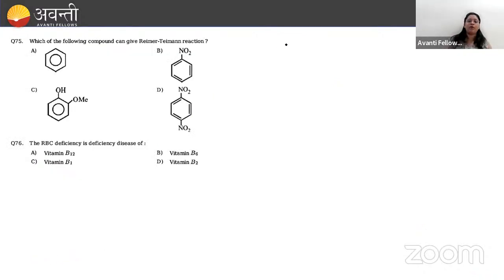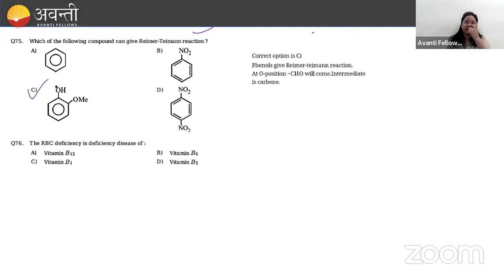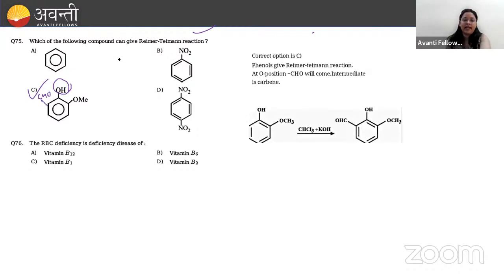Next, which of the following compounds shows the Reimer-Tiemann reaction? So here we have A, B, C, D. You know that for the Reimer-Tiemann reaction, our benzene should have a substitution of an OH group. Okay, so phenol mostly shows the Reimer-Tiemann reaction. Yeah, Sanjay, very good. So here Option C is the correct answer. Phenols give the Reimer-Tiemann reaction. At the ortho position, CHO goes, and here the intermediate will be carbene. So here our CHO will come. Okay, the reaction will happen this way.